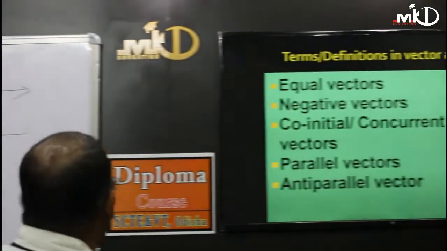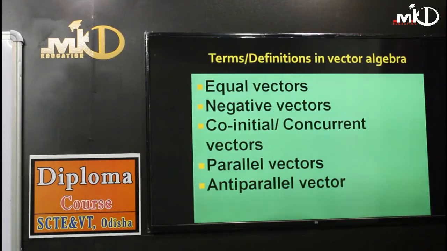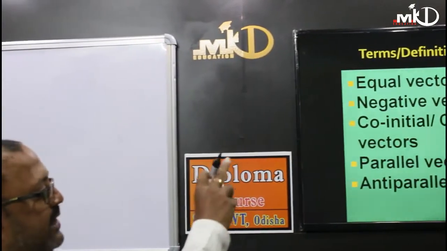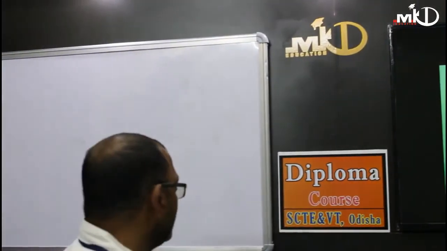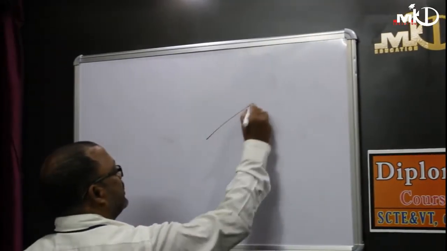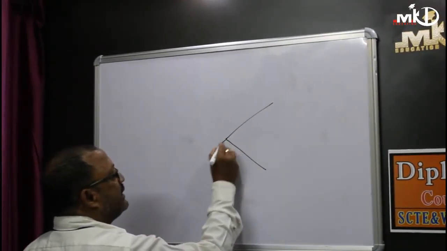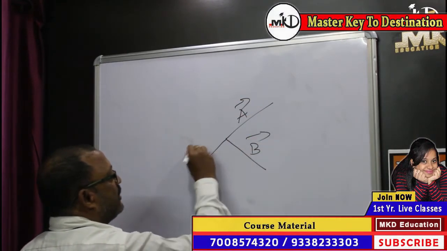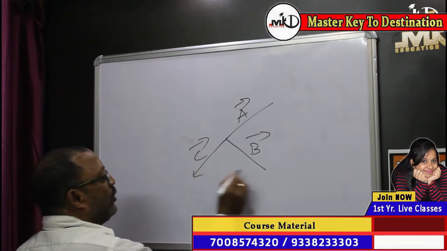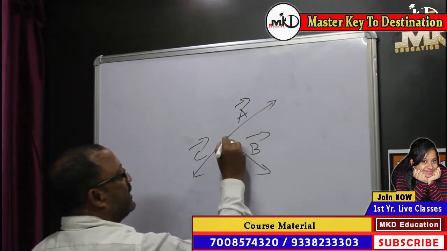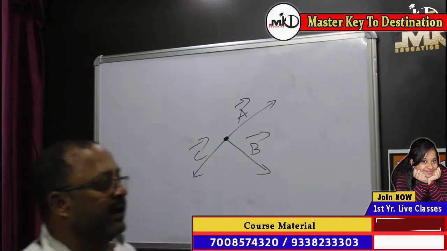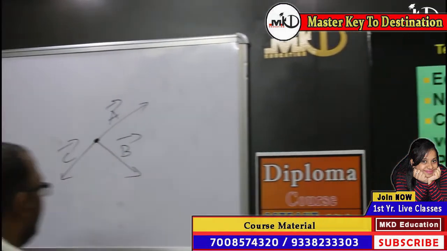Next is co-initial vector. If a number of vectors originate from the same point or the same place, then they are called co-initial or concurrent vectors. For example, suppose a number of vectors originate from a point: vector A, vector B and vector C. These vectors are said to be co-initial vectors because they originate from one point. That is called co-initial vector.